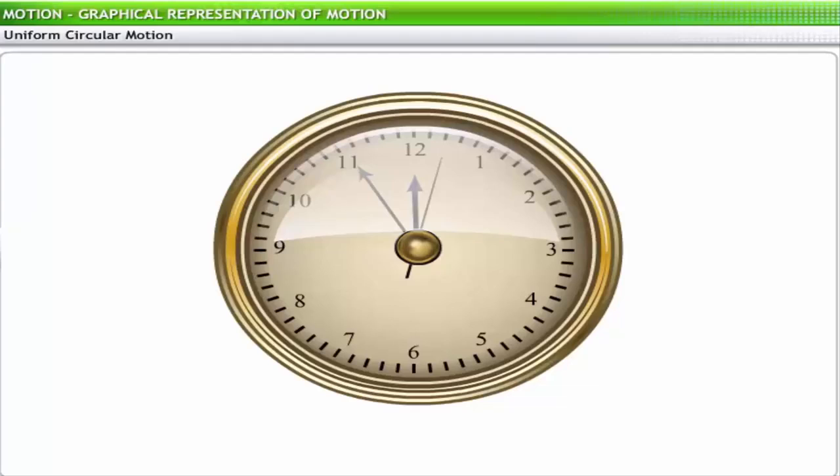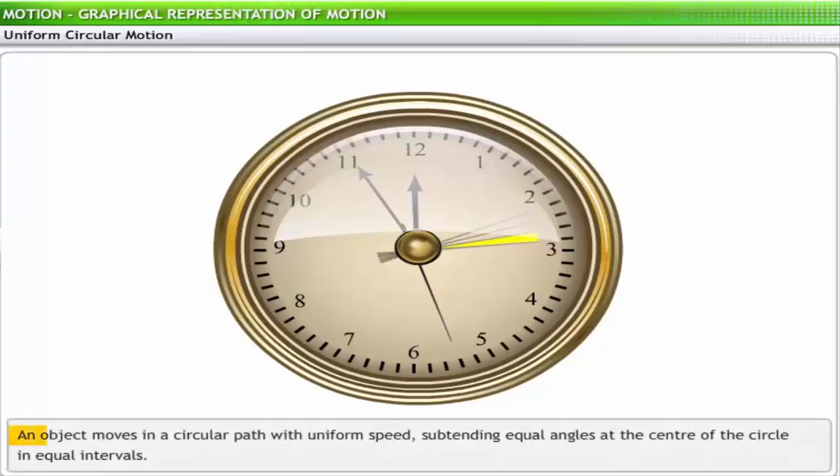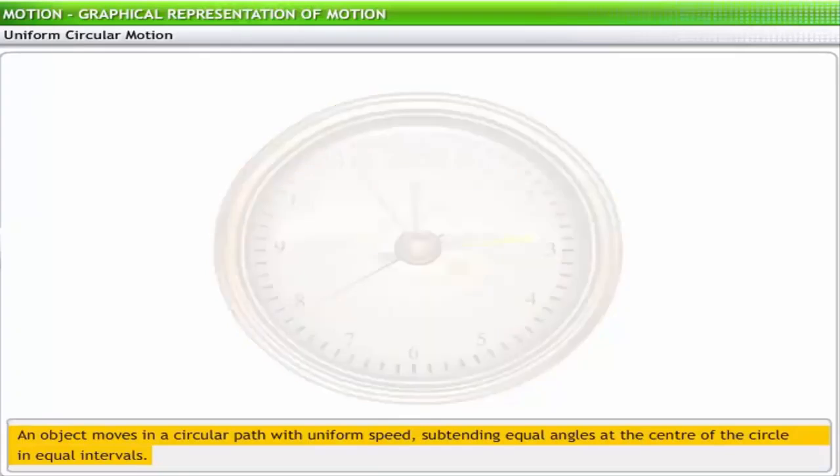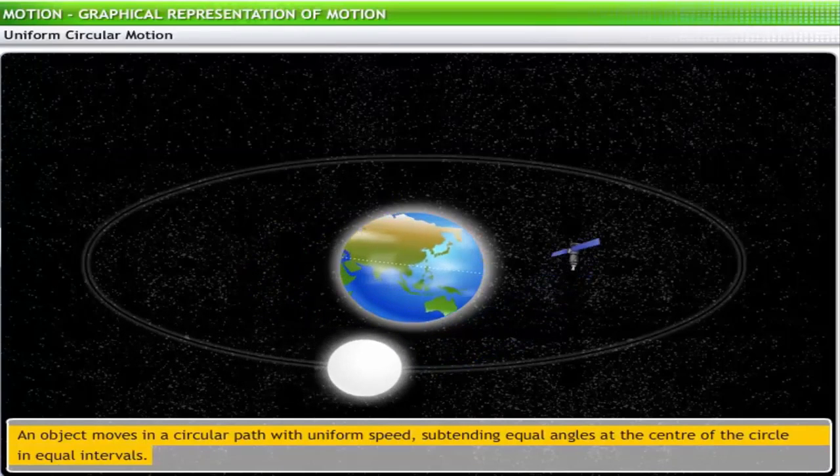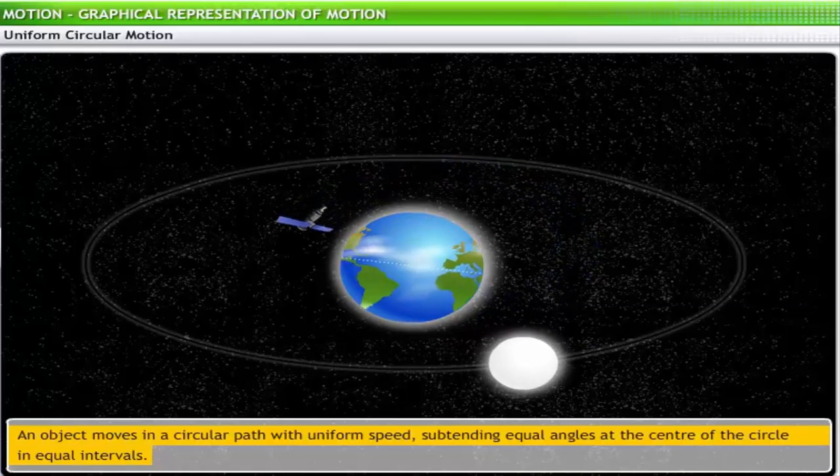Consider the movement of the seconds hand in a clock. As the clock ticks, the tip of the hand moves in a circular path, covering equal distances in equal time intervals. In each time interval, the hand subtends the same angle at the center of the clock. Such a motion, when an object moves in a circular path with uniform speed, subtending equal angles at the center of the circle in equal intervals, is called uniform circular motion. Other examples that you can relate to include the rotation of the Moon and the Earth, a satellite in a circular orbit around the Earth, and so on.